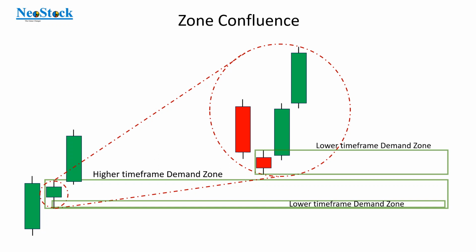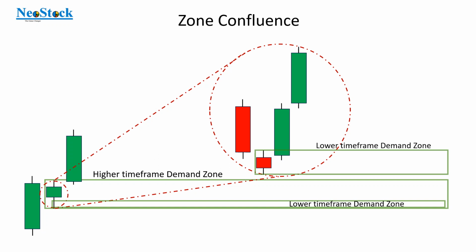That we will see again in the next advantage. But the first advantage you have to understand is that because of this zone confluence, we are able to identify the real order flow in the higher time frame demand zone. The lower time frame demand zone is the real order flow inside the higher time frame demand zone.